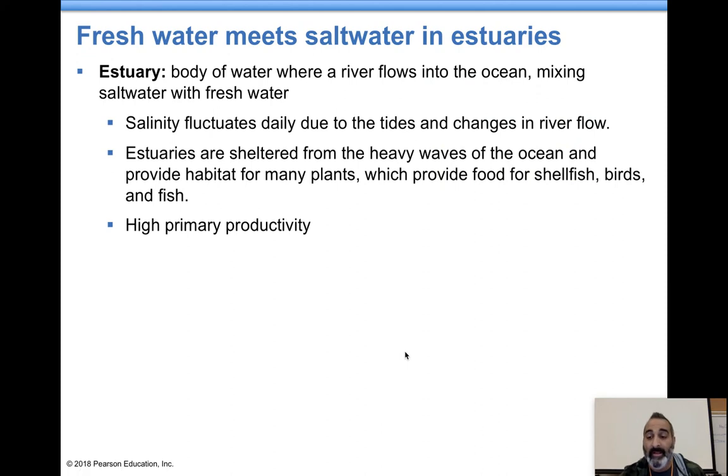An estuary, this is where a river, basically the river mouth, where the river meets the ocean. So this is where freshwater meets saltwater, estuaries. Also high primary productivities. These are areas where you have a lot of living things, all right? Also, salt fluctuates. As the tide changes, there's more or less salt in these areas depending on the day and the time.